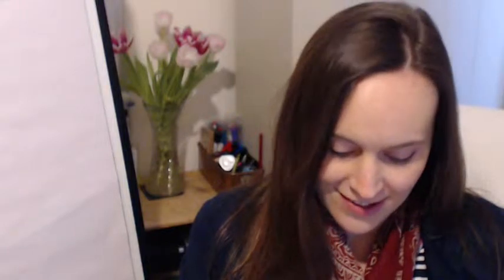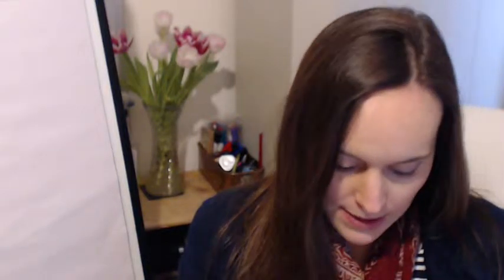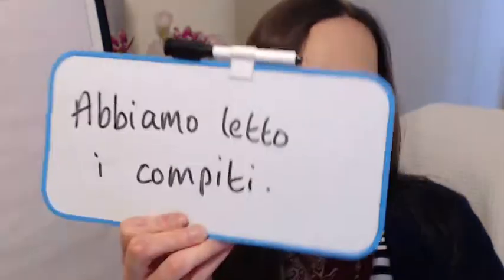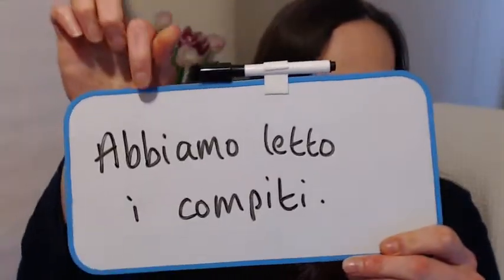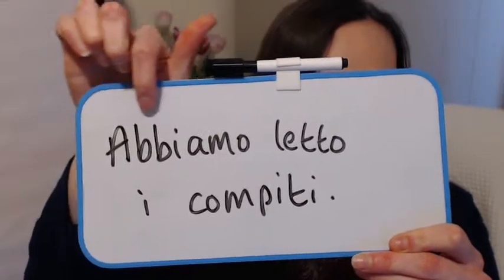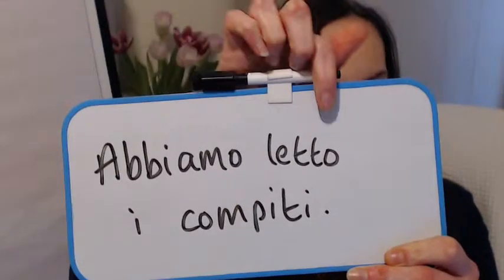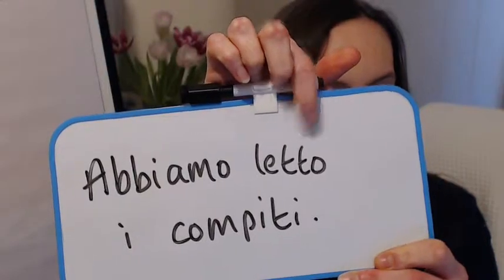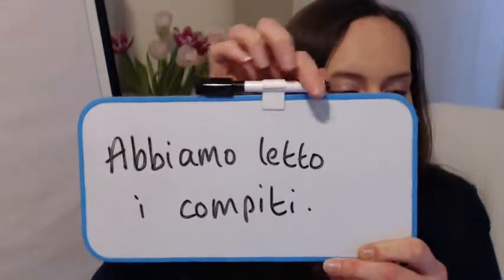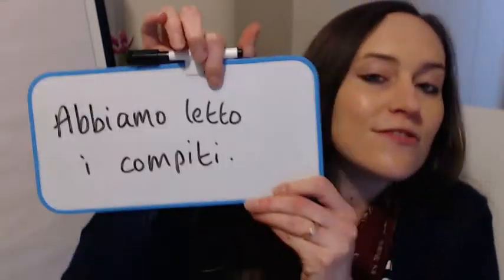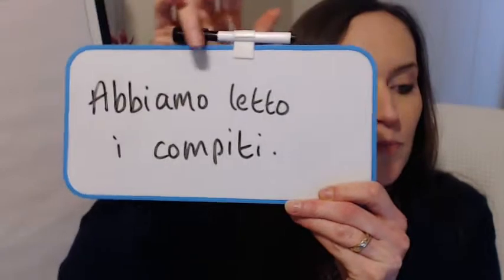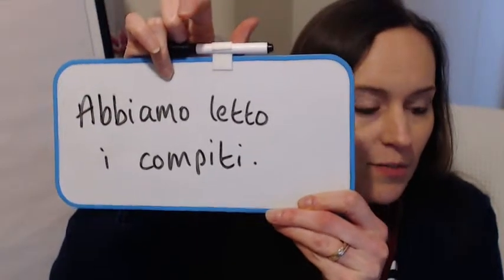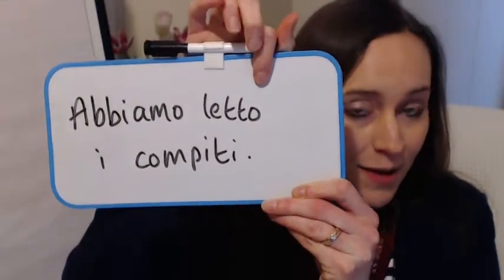Abbiamo letto i compiti. Ecco, let's see if I can get this right looking at the monitor. Abbiamo, that's the verb avere in the present tense, plus a past participle, letto. Che cos'è letto? What past participle is that? From the verb leggere, to read. So that's an irregular past participle. The auxiliary verb avere plus a past participle.